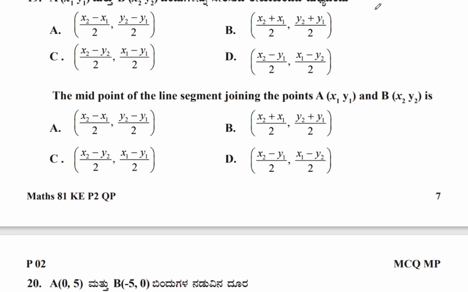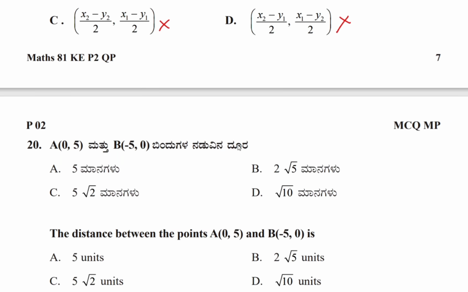The midpoint of the line segment joining the points A of x1, y1, B of x2, y2. Simple direct question. The midpoint formula is given by x2 plus x1 by 2, y2 plus y1 by 2. Therefore, the correct answer is option B. Now, we'll move to the next question.